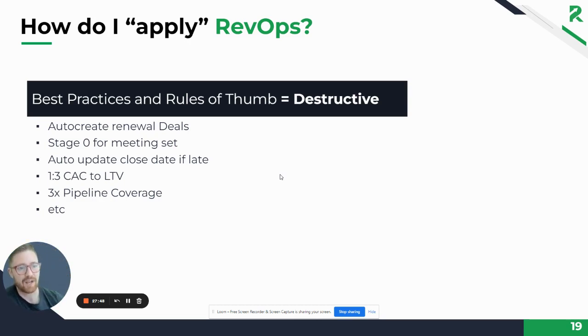Let's take another one. 3x pipeline coverage. This comes from perpetual ownership, meaning I need a 3x because I have a 1 to 3 win ratio, or 33%. So I need a pipeline coverage of 3x. But what does that really mean?